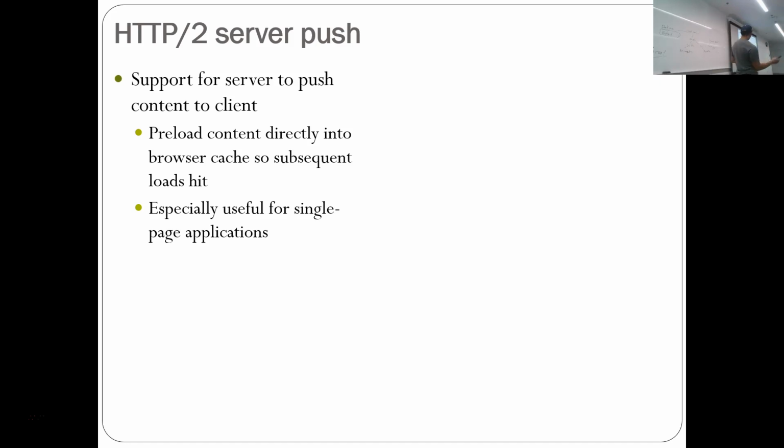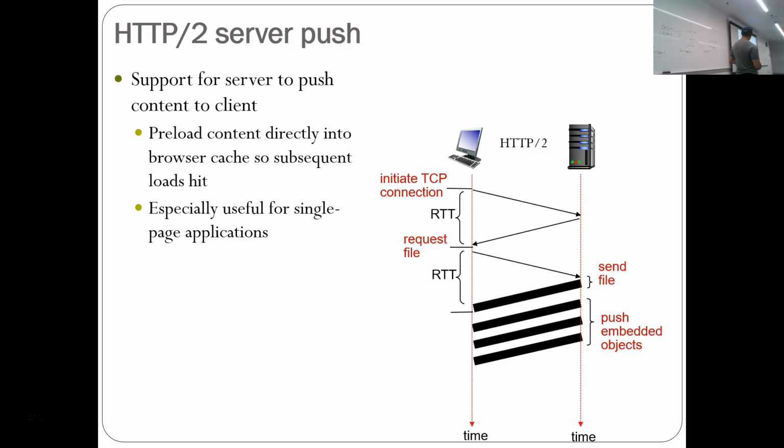You want the server to be able to preload that content directly into the browser cache before the client even needs it. Now, of course, this might waste some bandwidth, because you're pushing content that you don't know if the client's actually going to need. You're opportunistically pushing it there. But here's what you would get. You would get this request for the base page. It'll send you the base page, but then in the background, it is sitting there pushing you embedded objects to fill out your single page app. So that's what HTTP2 gets you.